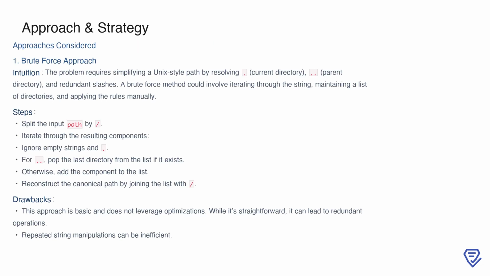To tackle this Simplify Path problem, we first considered a brute force approach. The core idea here is to manually handle each component of the path string by iterating through it and applying the rules for . and .. After splitting the input path by slashes, we process each segment one by one. Empty strings and dot are ignored since they don't affect the path. For .., the last valid directory is removed if it exists, and for other valid directory names, they are added to a list. Once processed, the canonical path is reconstructed by joining the components with slashes.